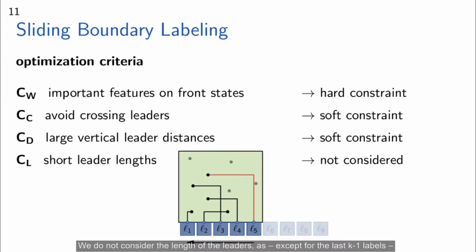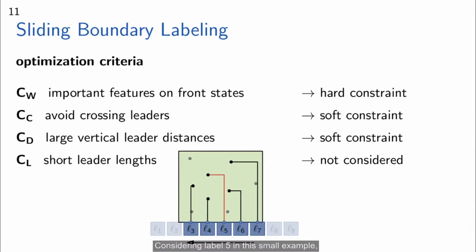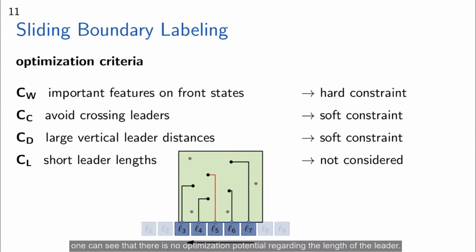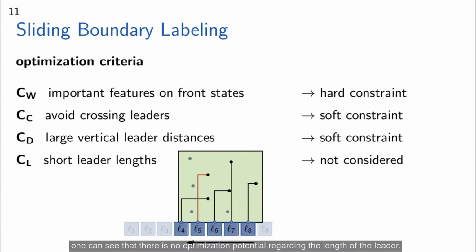We do not consider the length of the leaders as, except for the last k-1 labels, each label is shifted once from the rightmost to the leftmost port. Considering label 5 in this small example, one can see that there is no optimization potential regarding the length of the leader.